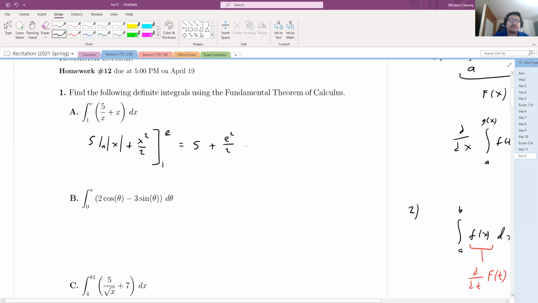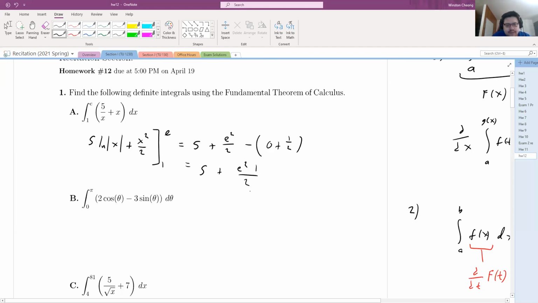And then I have to subtract off what I would get when I plug in 1. So I'm just going to open a big set of parentheses and then evaluate at 1. So when I plug in 1, I'm going to get 0. I'm just going to write that there to keep track of what I'm doing. And then a half. Okay. So this is 5 plus e squared minus 1 over 2.